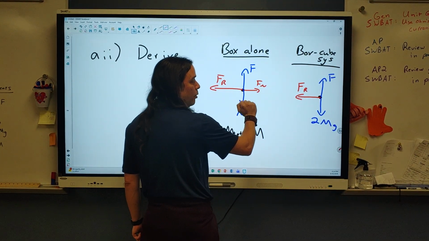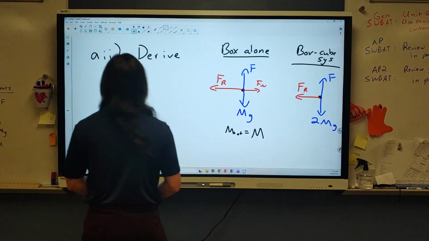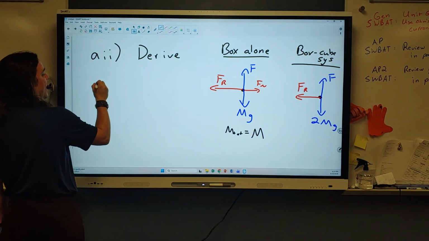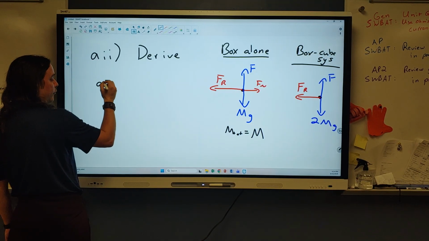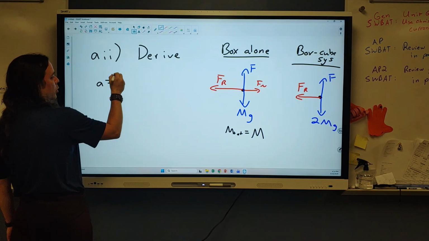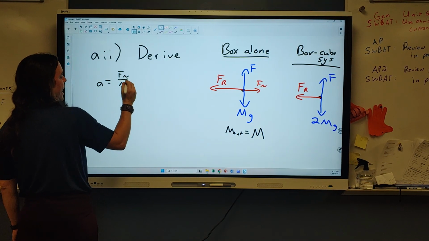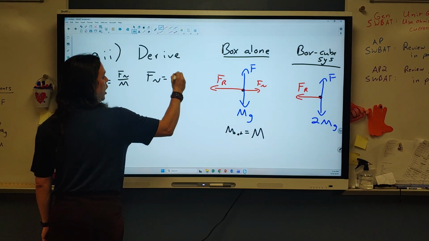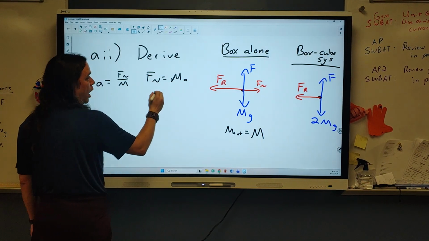Yes, it does not have the normal force in it, but we just found, and here's the other thing, in part A1, we found that the acceleration of the cube was equal to Fn divided by m, or writing it differently, we had that our normal force was equal to our mass times our acceleration of the cube.